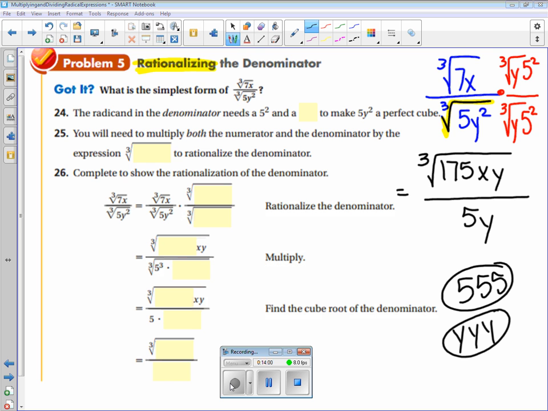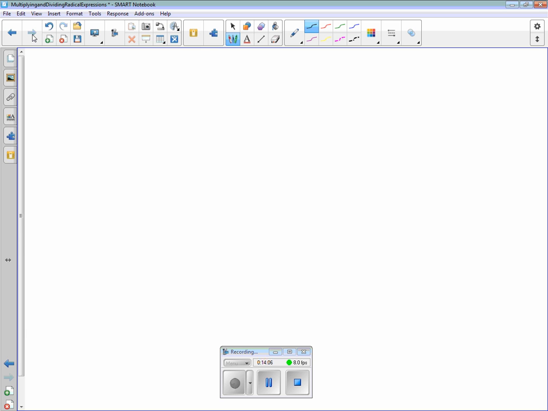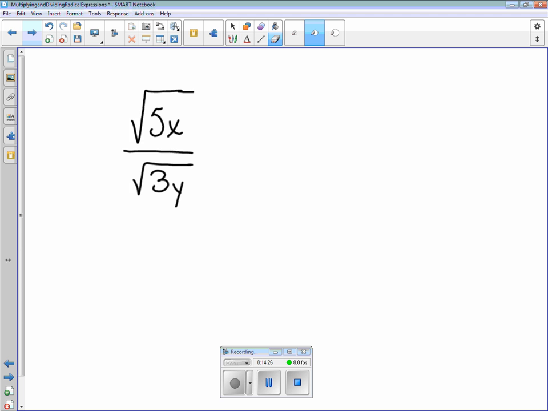Right now. All right, I think we should try another one. Okay? Are you ready? We're going to do the square root this time, of 5x over the square root of 3y. Let's just do it that way. Let's make it simple. Okay? So that's it. Just try this one.